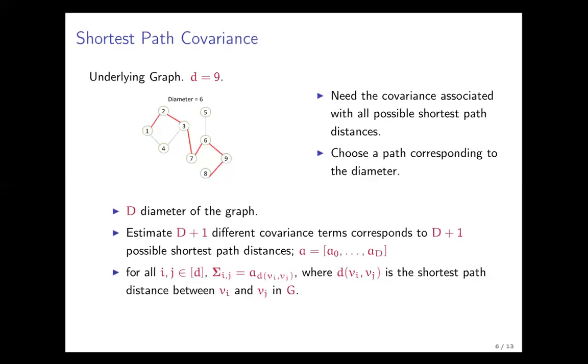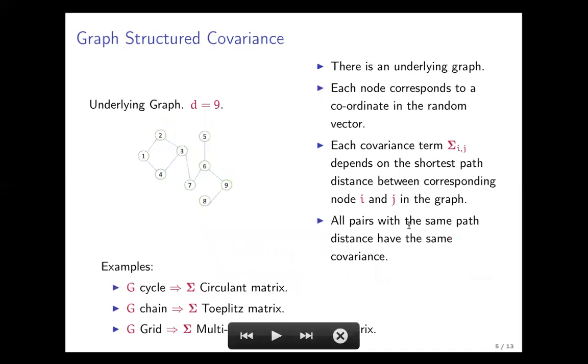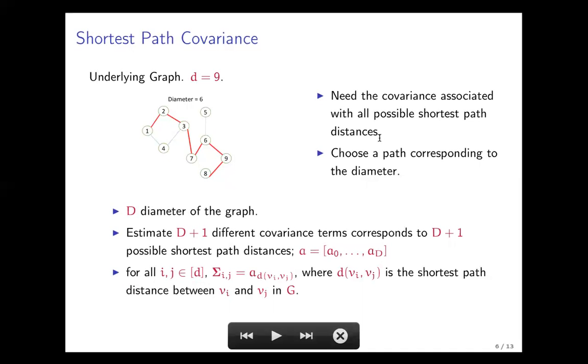Now, as I said in the previous slide, the covariance between any two coordinates depends on the shortest path distance of the corresponding nodes of the underlying graph, and all pairs with the same path distance have the same covariance. So we only require estimating the covariance terms corresponding to the different shortest path distances, all possible shortest path distances.